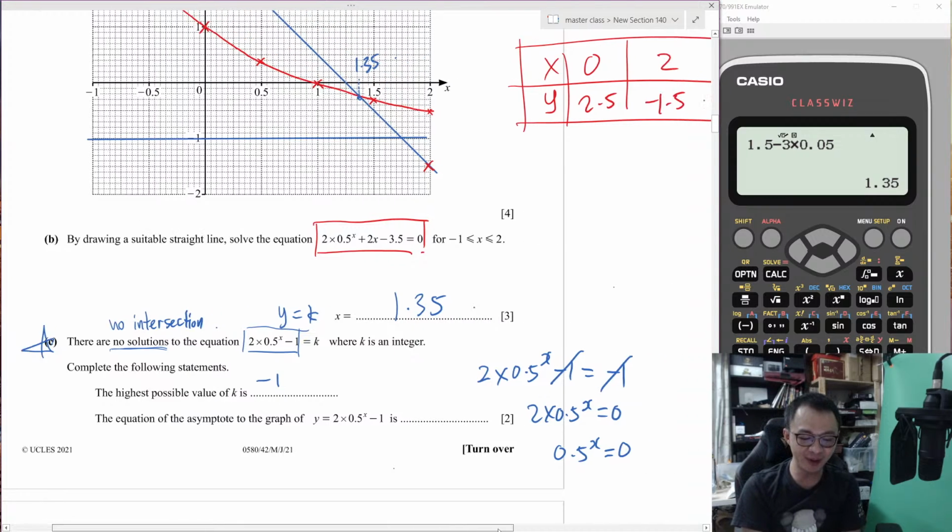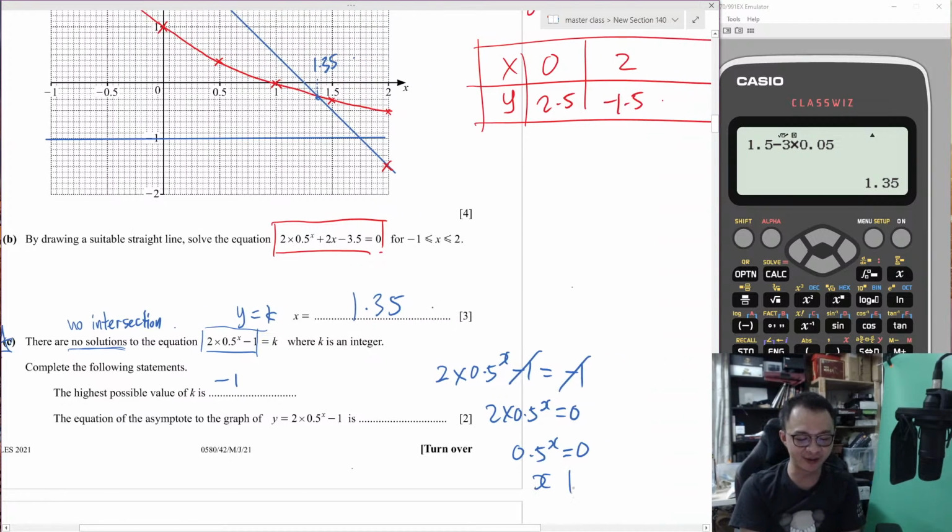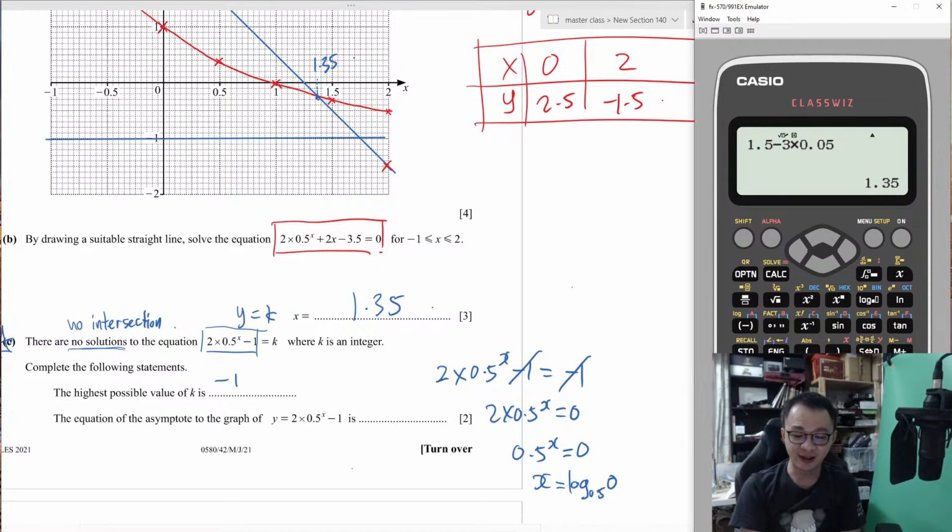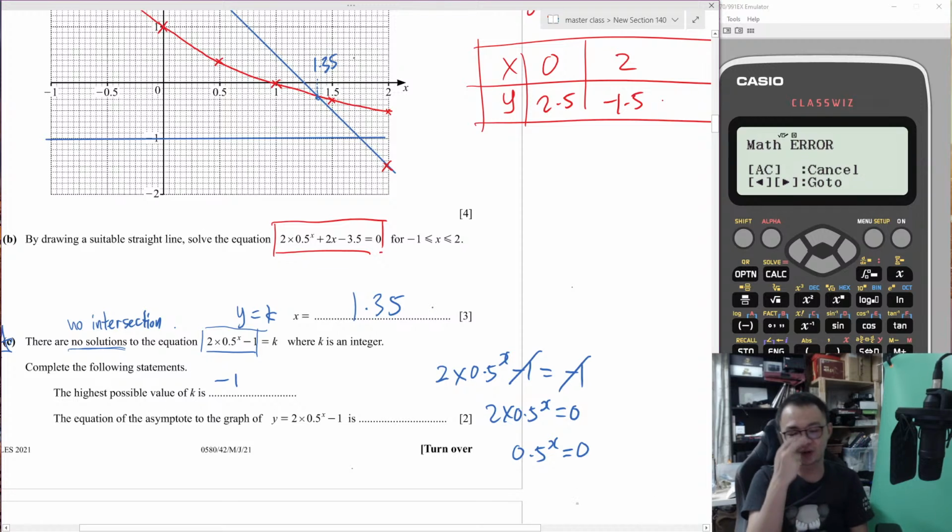But if you want me to solve this one using the log method, this one is actually log 0.5 of 0. And then if I use the log to find the x answer, I will actually get math error. You see, I'll get math error. But because in math you don't learn about log, here you just need to understand that no matter what the power of x is, there's no way you will get 0. So therefore, no solution.